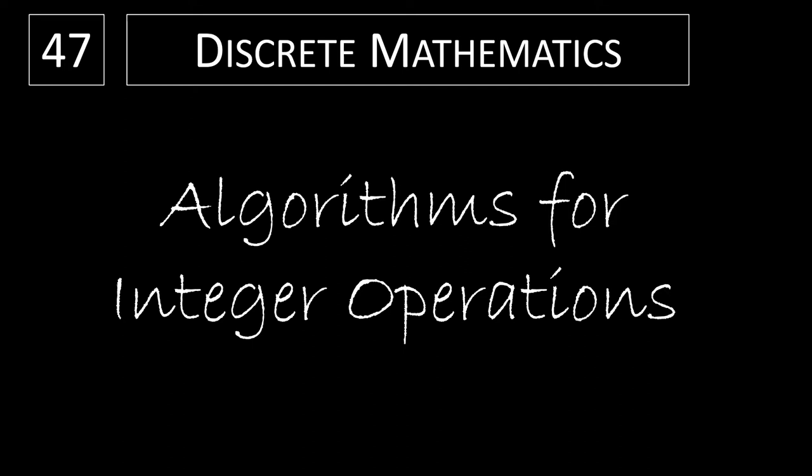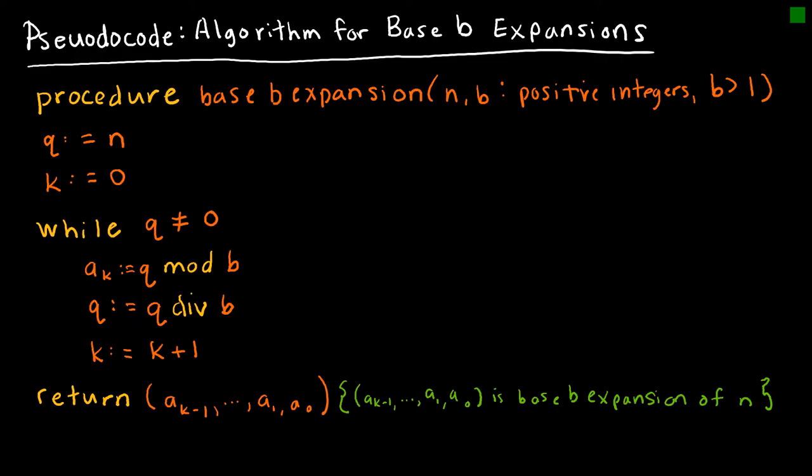In this video, we're going to take a look at algorithms for integer operations. So what I want to look at first is an algorithm for base b expansions, and this is an integer operation, so I've sort of misled you, but I wanted to go through the process that we have already gone through for a base b expansion, which we did in our previous video.